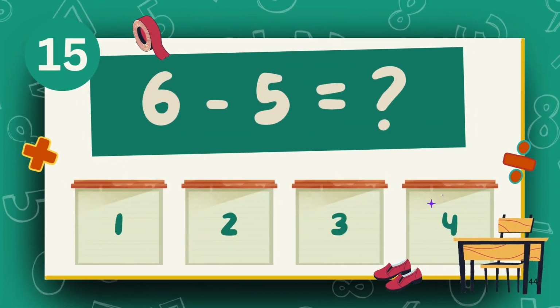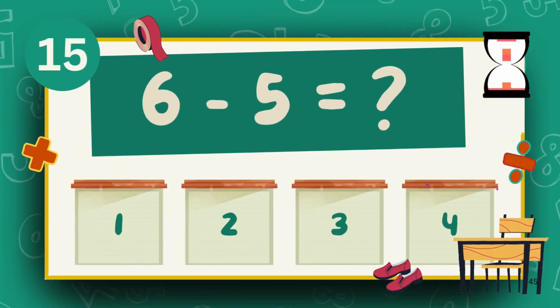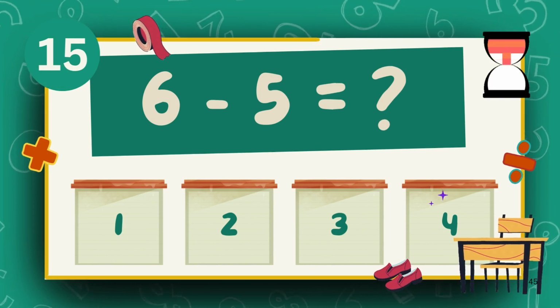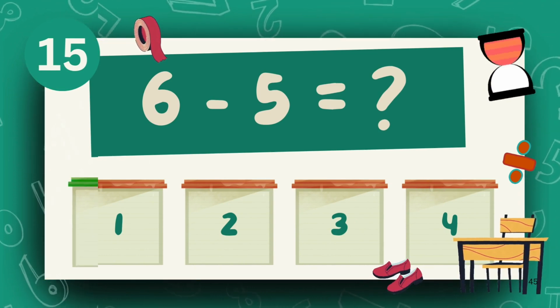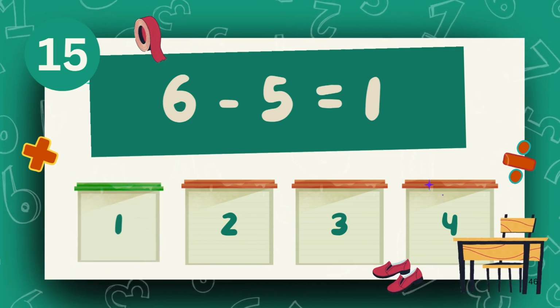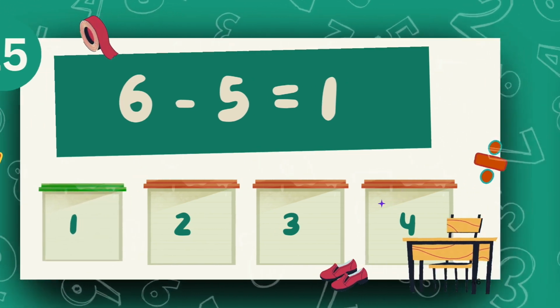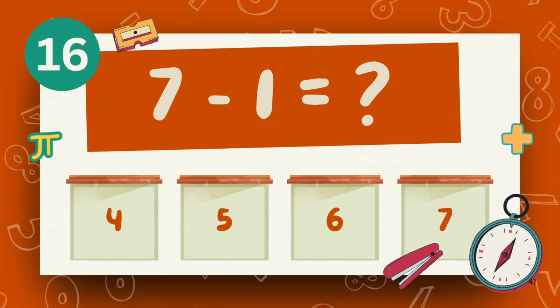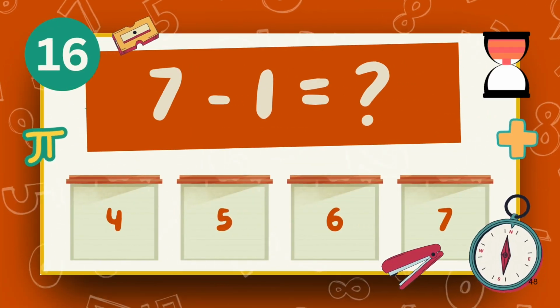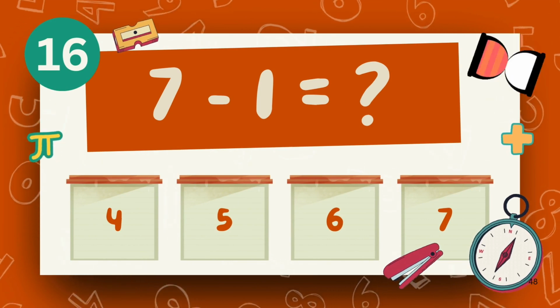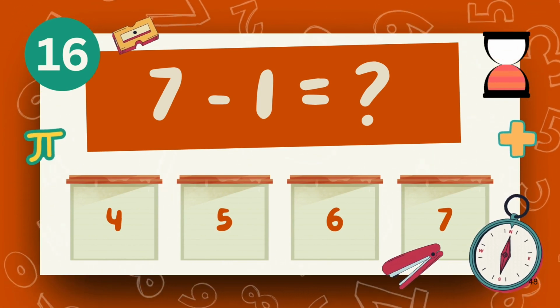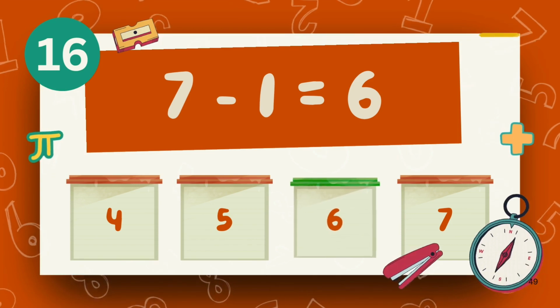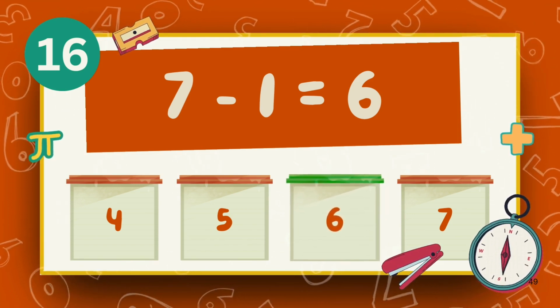What is 6 minus 5? The answer is 1. What is 7 minus 1? The answer is 6.